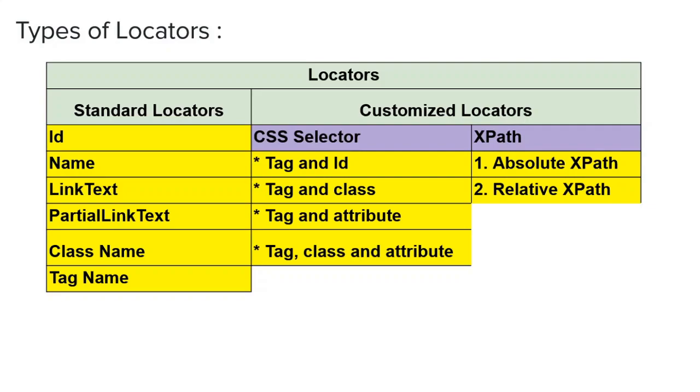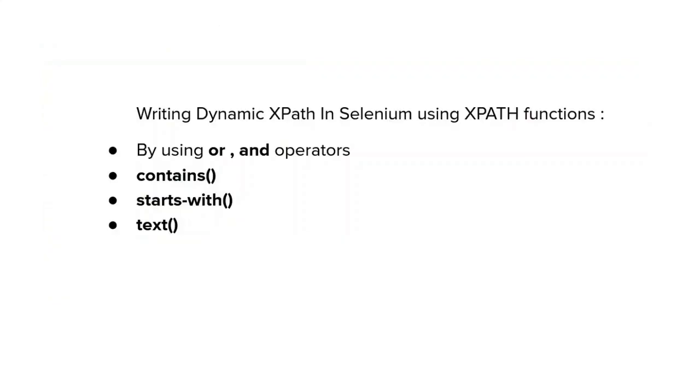In CSS selector we have seen how to use combination of tag and ID, tag and class, tag and attribute, tag, class and attribute. After that we have also seen the examples of XPath as well. We have seen absolute XPath and relative XPath, how to write absolute XPath and how to write relative XPath to find the element. After that we have also seen how to write dynamic XPath using XPath functions like contains, starts-with, text function.